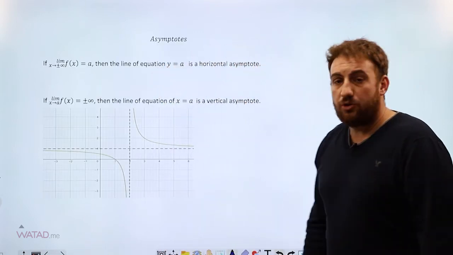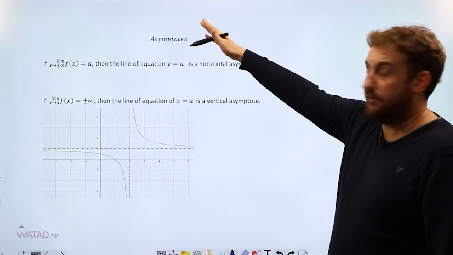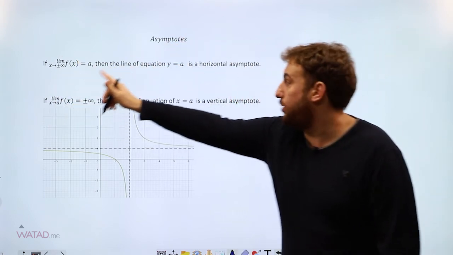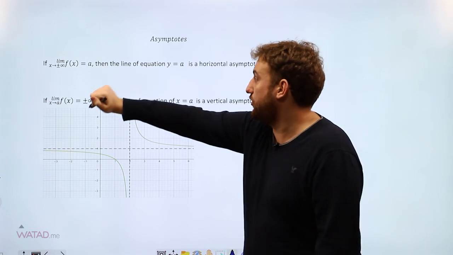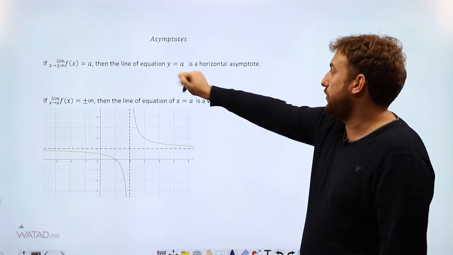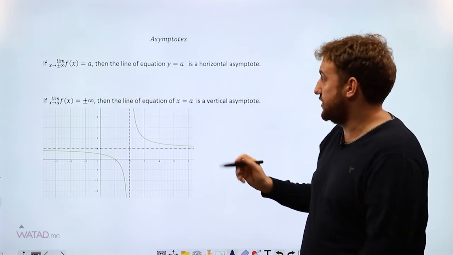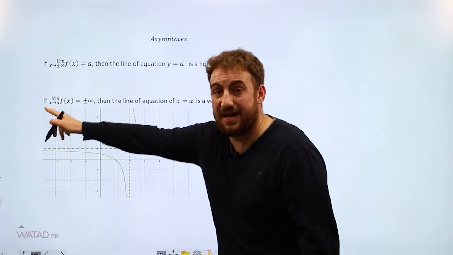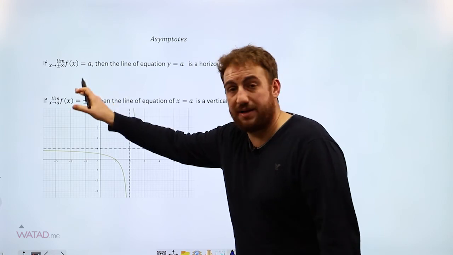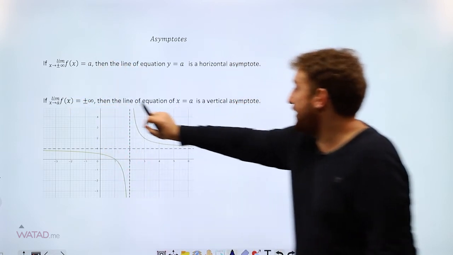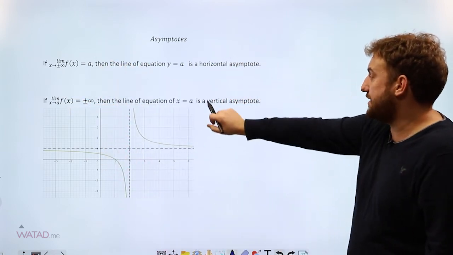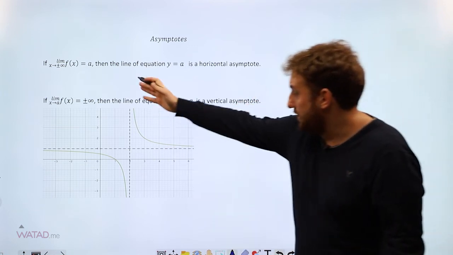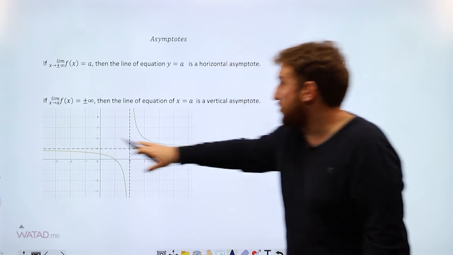Let's continue with the asymptotes. Whenever you have the limit of f of x as x goes to plus or minus infinity equal to a, then the line of equation y equals a is a horizontal asymptote. And whenever you have the limit of f of x as x goes to a is plus or minus infinity, so it's the opposite, then the line of equation x equals a is a vertical asymptote. So this is the vertical asymptote, this is the horizontal asymptote.